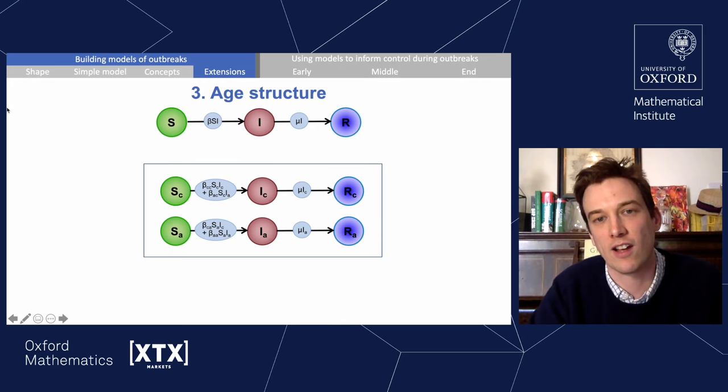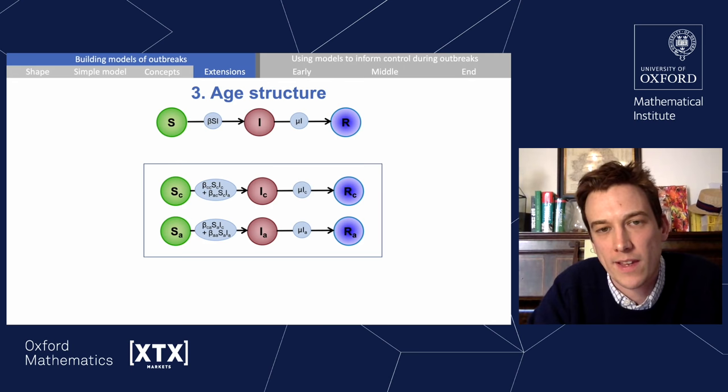In this particular model that I'm showing here, we just have individuals of two ages: children and adults. The approach I'm showing you here can easily be extended to any number of age groups you want. In particular, the data on the previous slide can all be incorporated in an SIR type model if we want to do that.